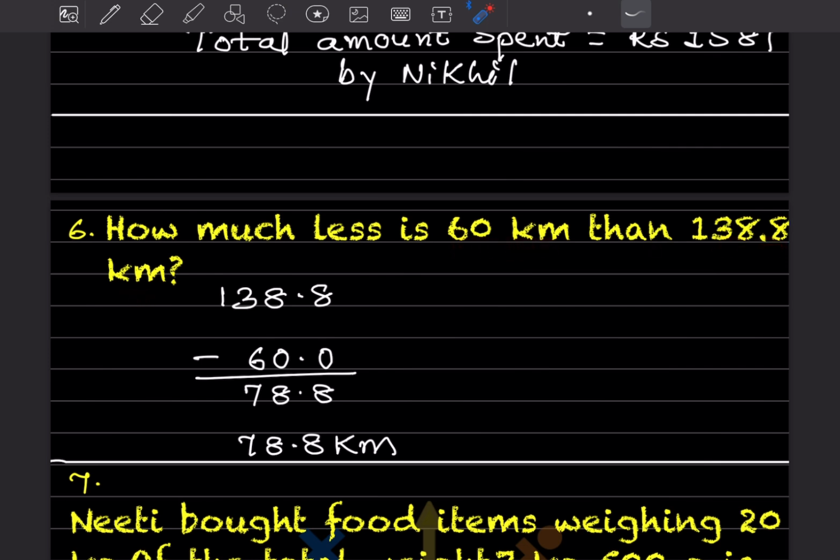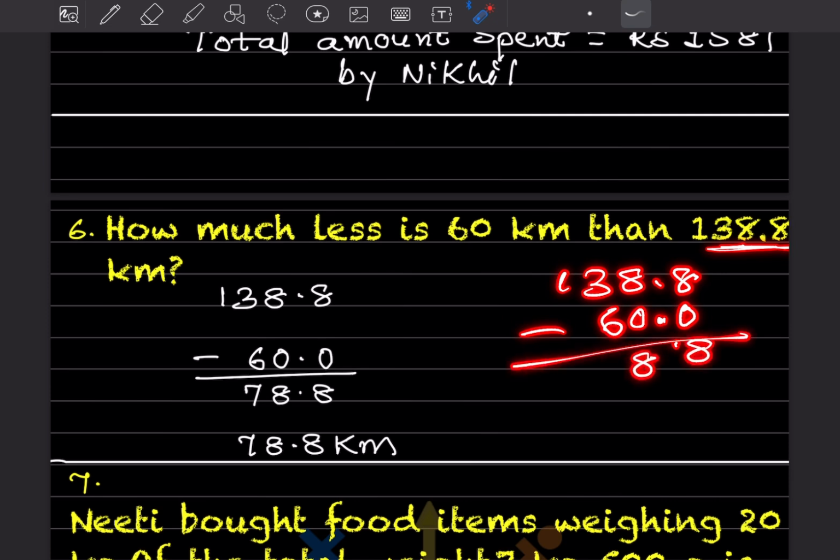How much less is 60 kilometer than 138.8 kilometer? So how much less means what you are going to do? You are going to subtract 60 from 138.8. 60 means it should be 60.0. So hope this is clear. So now what do you get here? You get 78.8 kilometer.